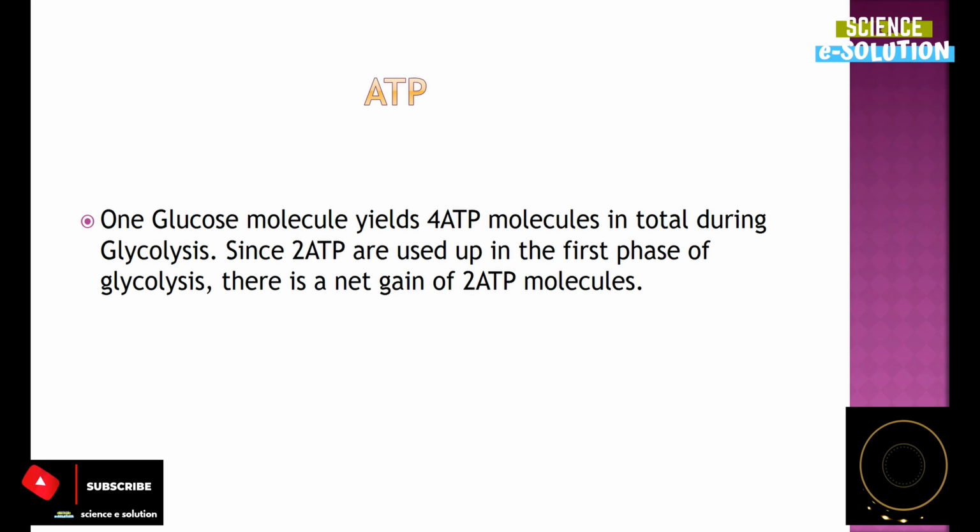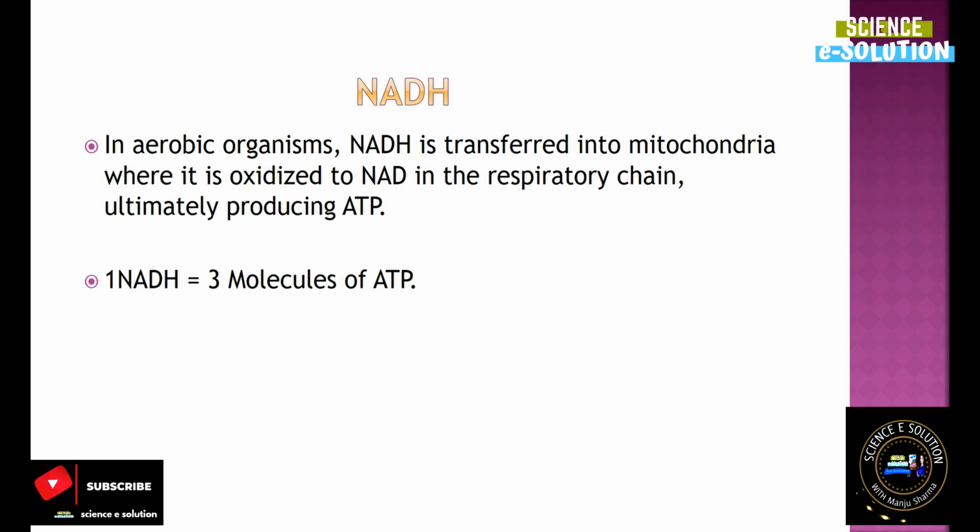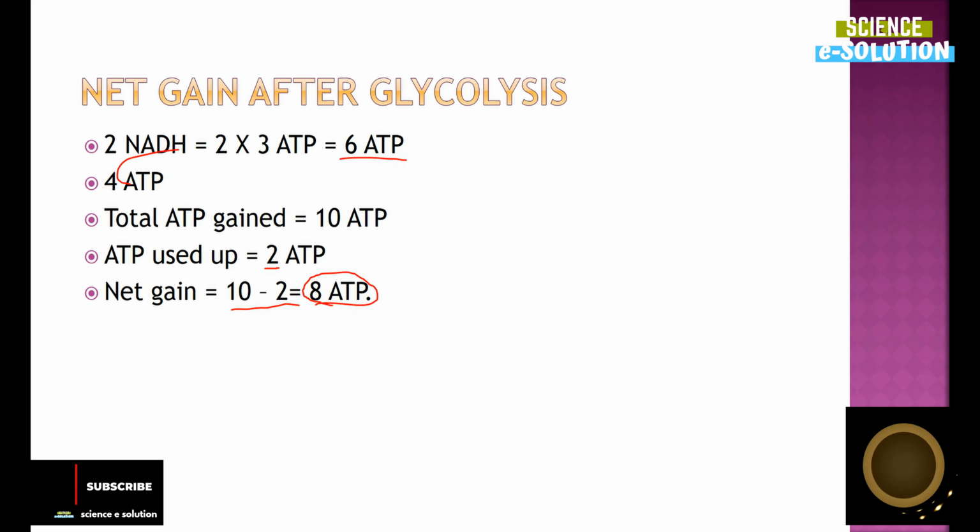Regarding NADH molecules in aerobic organisms, this NADH, which is generated in glycolysis, is transferred into the mitochondria, and NADH is oxidized to NAD in the respiratory chain, and ultimately it produces ATP. So NADH also produces ATP and generates energy. Now 1 NADH molecule produces 3 molecules of ATP.